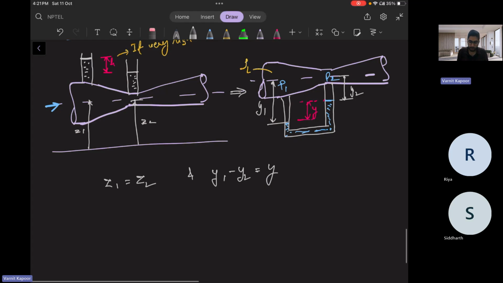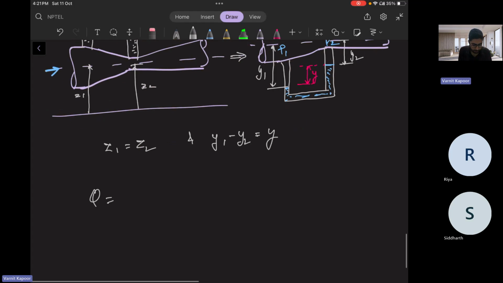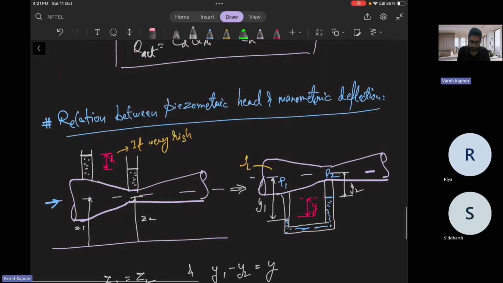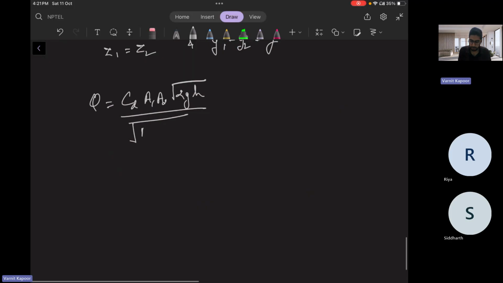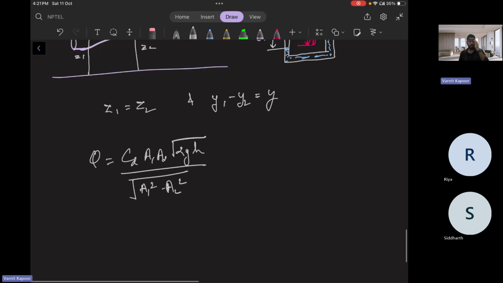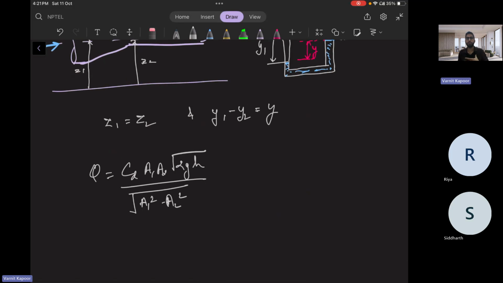We know that our flow rate is Cd A1 A2 root of 2gh, where h is the piezometric head difference, divided by root of A1 square minus A2 square. Now we want this h to be in terms of y. What should be the relation? So from y we get the h, and from the h we get the discharge. So how can we get that?